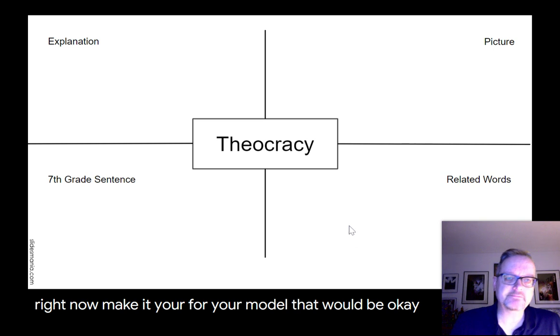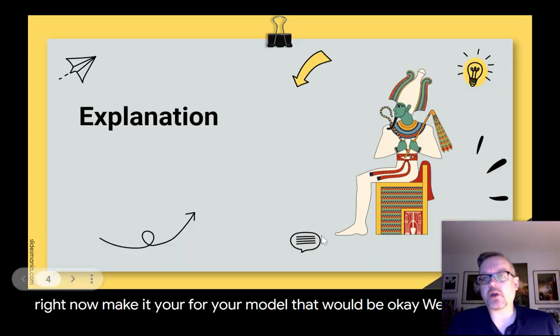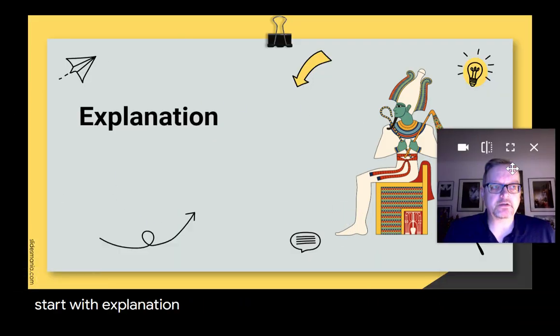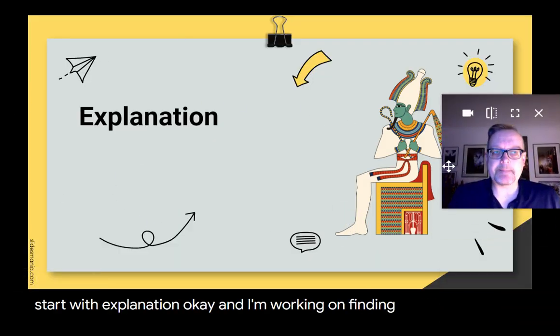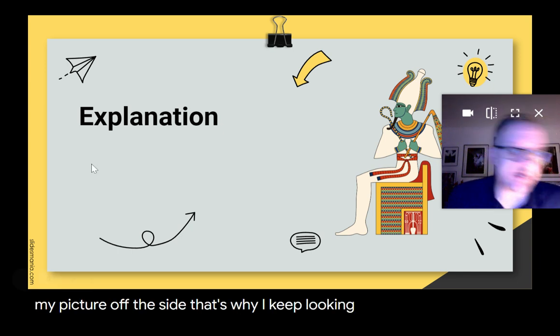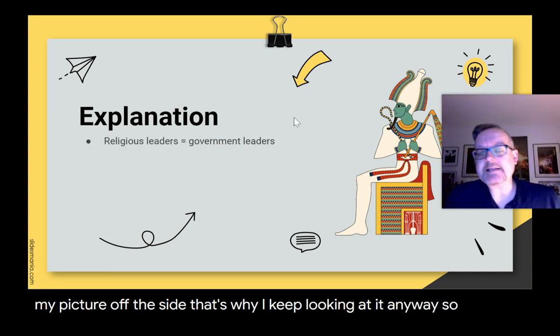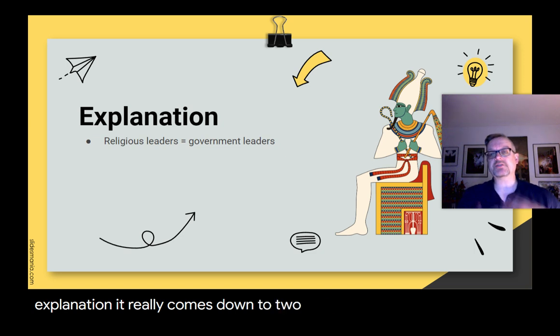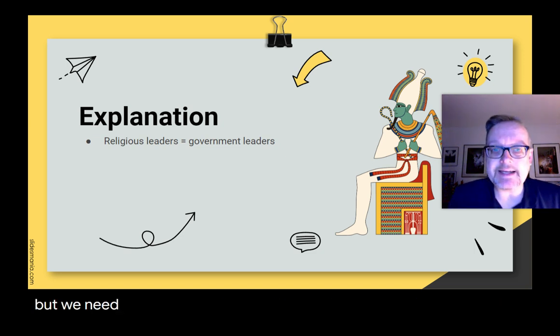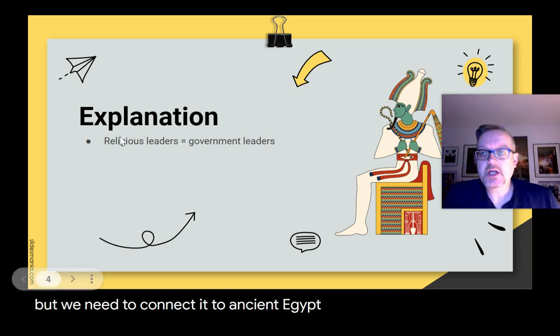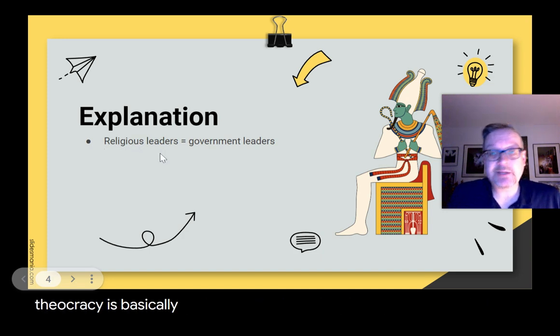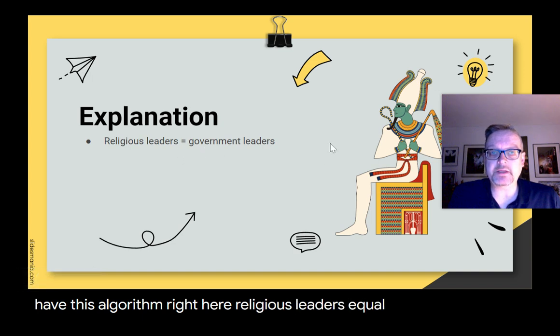Welcome back. So, we're going to start with explanation. I'm working on finding the best spot for my picture off to the side. Anyway, the explanation really comes down to 2 parts. First, what the word means, but we need to connect it to ancient Egypt. So the explanation of theocracy is basically religious leaders are the government leaders. So I have this algorithm right here, religious leaders equal government leaders.